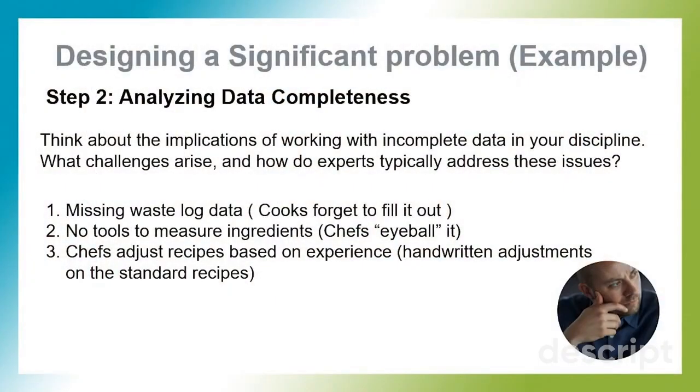Step number 2, analyzing data completeness. Consider the challenges of working with incomplete or imperfect data in your field. How do experts typically address these issues? For example, challenges might include missing waste logs. There may be tools or measuring ingredients that are missing in the kitchen, and therefore chefs estimate, and chefs may adjust recipes based on their experience. So all these elements inject realism into the problem.